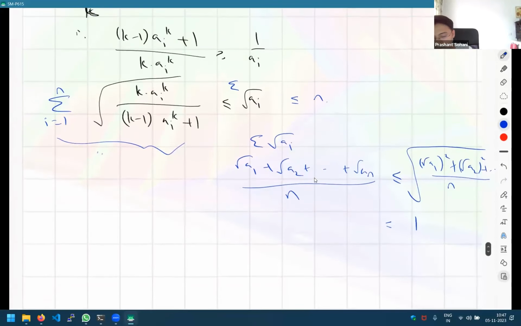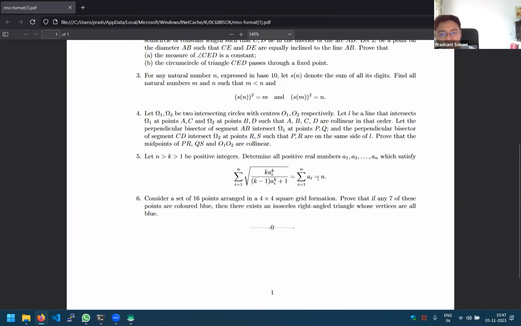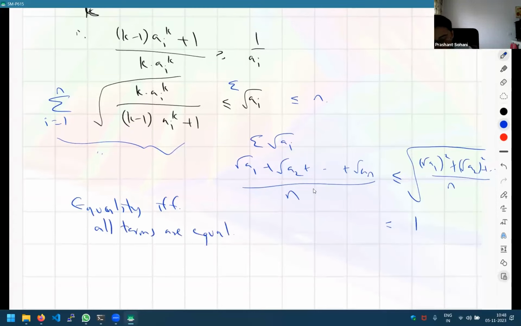Okay, and the important thing is that it is given that this is equal to n, which means that we are dealing with the equality case, and we know that equality happens if and only if all terms are equal. So therefore, a1, a2, an, they are all equal to each other, and therefore they have to be equal to 1.